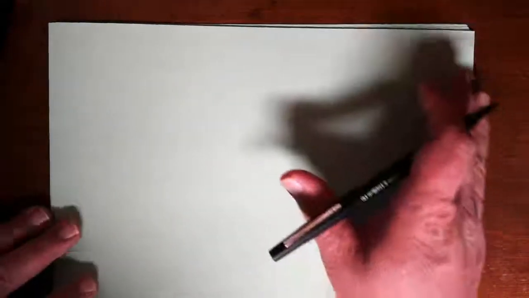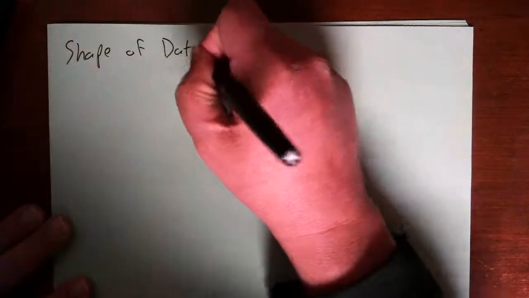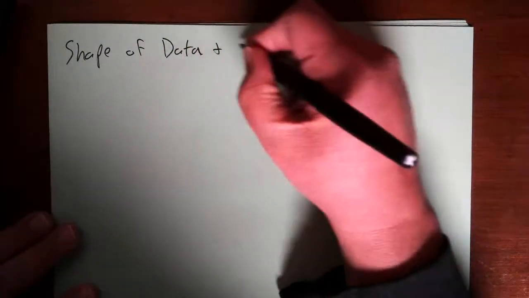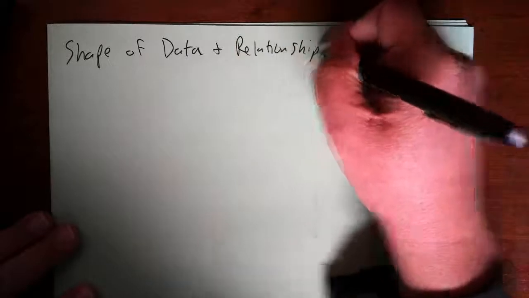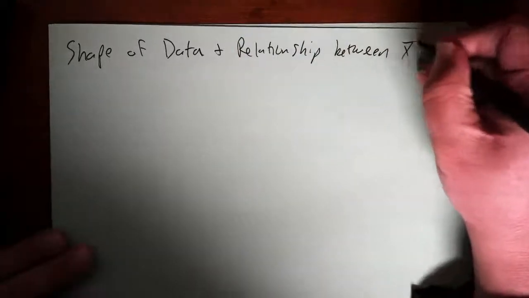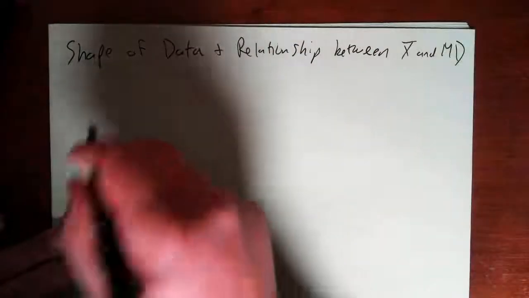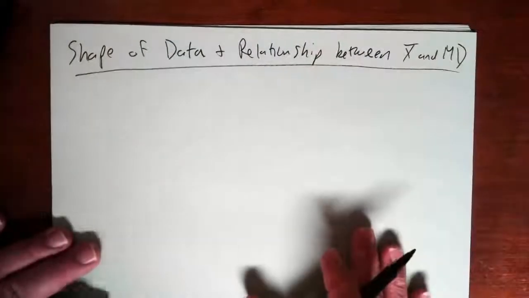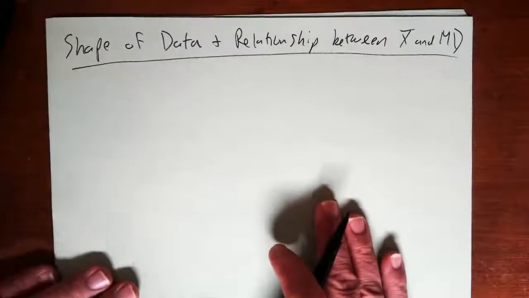Now, I want to share something about the shape of the data, and the relationship between x bar and the median, MD. The relationship between the mean and the median is related to the shape of the data.